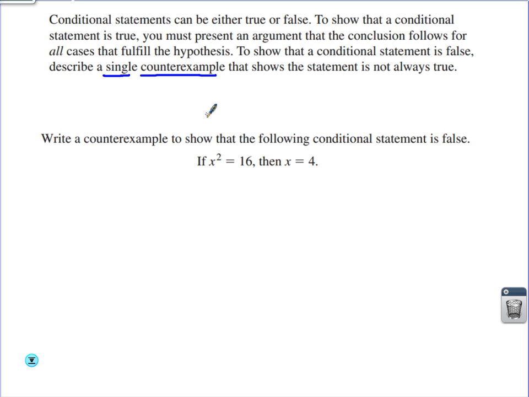Let's try here. Write a counterexample for this. If x squared is 16, and let me show you another way they might write this sometimes. If x squared is 16, then, and they'll put an arrow there, x equals 4. Or they'll say it like this: x squared equals 16 implies that x equals 4. So I need a counterexample. If x squared is 16, does x not equal 4? I thought it did.